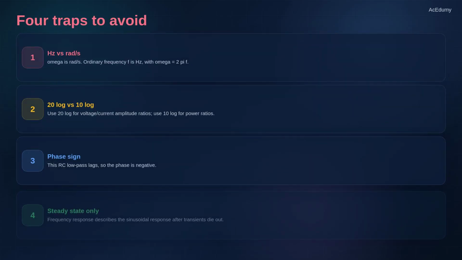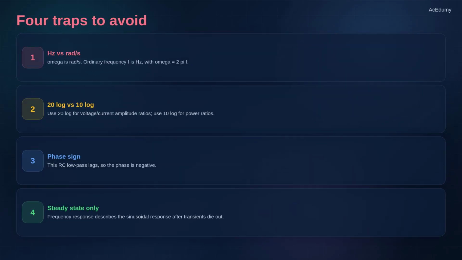Four common traps. First, omega is angular frequency in radians per second. Ordinary frequency f is in hertz, and omega equals 2 pi f. Second, use 20 log for voltage or current amplitude ratios, but 10 log for power ratios. Third, phase signs matter. This RC low-pass lags, so its phase is negative. Fourth, frequency response describes sinusoidal steady state after transients have died out.